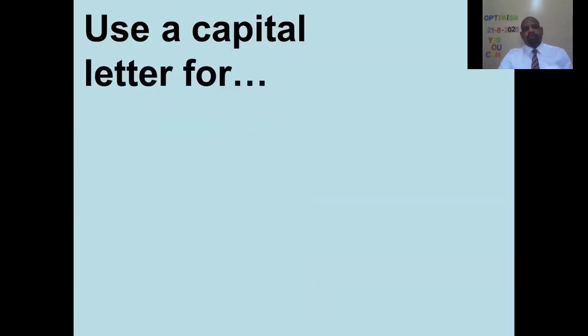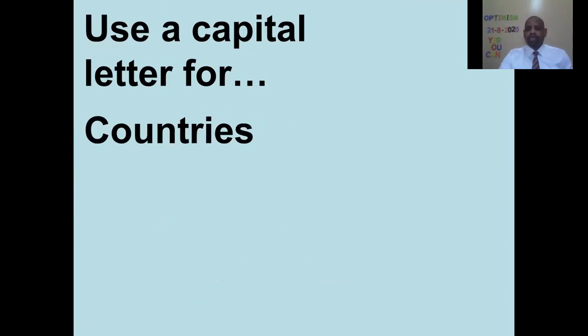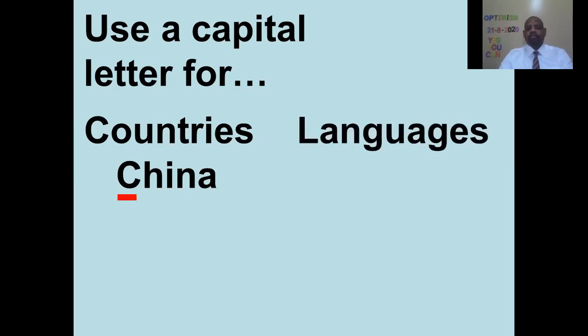That's good. Use a capital letter for countries' names, like China, Sudan, Egypt, Iraq. All the countries' names must be capitalized. The first letter, capital C. Languages, English, Russian, Japanese, Chinese, Portuguese, capitalize the first letter, capital E.